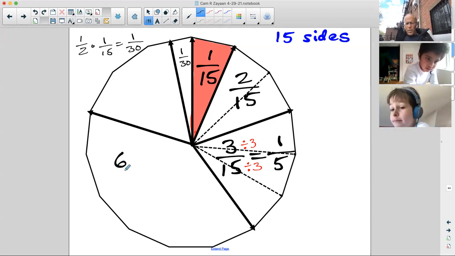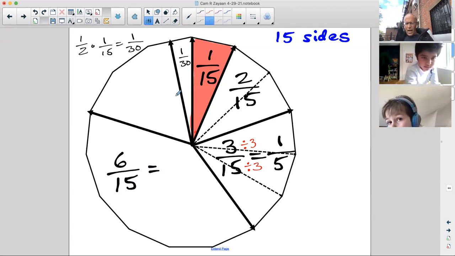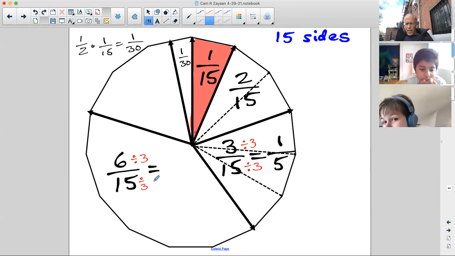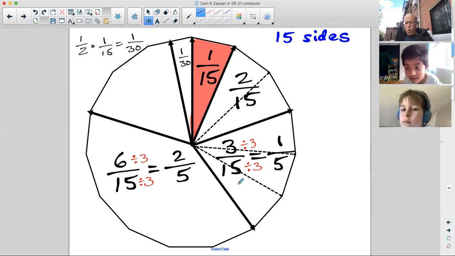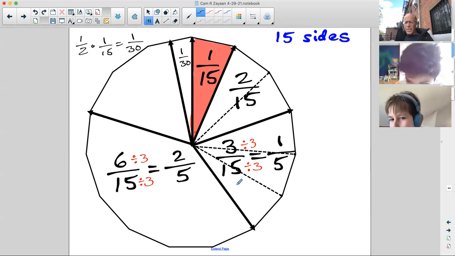So now, Cam, that you found out there were 6/15, can you please divide the numerator by 3 and the denominator by 3? That way you will know what this fraction is as a simplified fraction. 3 over 5. I mean, nope, 2 over 5. Guys, do you know that you just did it? This is 2/5.